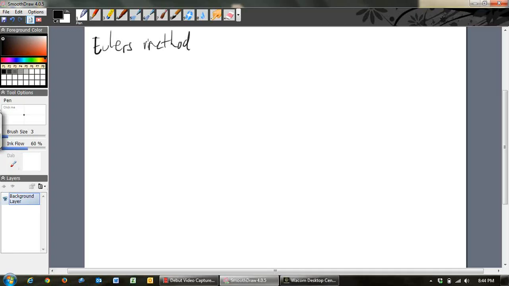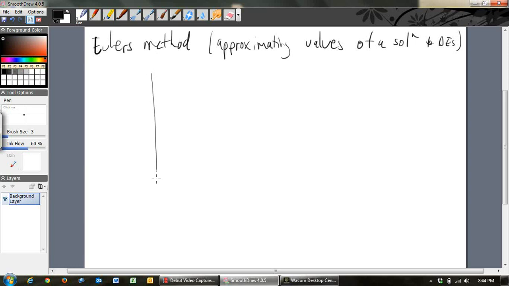Euler's method is for approximating values of a solution to DEs. I didn't say that very well. Let me explain. What this method is all about is, say we have a graph.